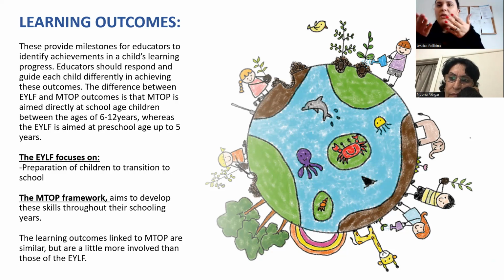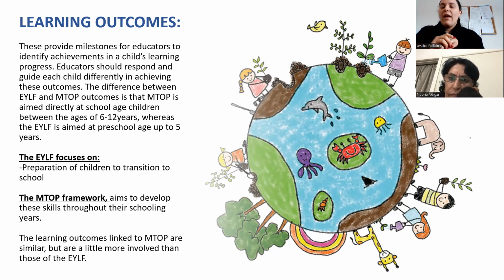So I had someone the other day ask me, well, what's the difference between the EYLF and the My Time, Our Place? So pretty much the difference between the EYLF and the My Time, Our Place outcome is that the My Time, Our Place outcomes is aimed directly at school age children between the ages of 6 to 12, whereas the EYLF is just preschool age up to 5 years. Okay, so the EYLF focuses on the preparation of the child to eventually transition into kindergarten and into school, and the My Time, Our Place framework aims to develop those skills throughout their school years.